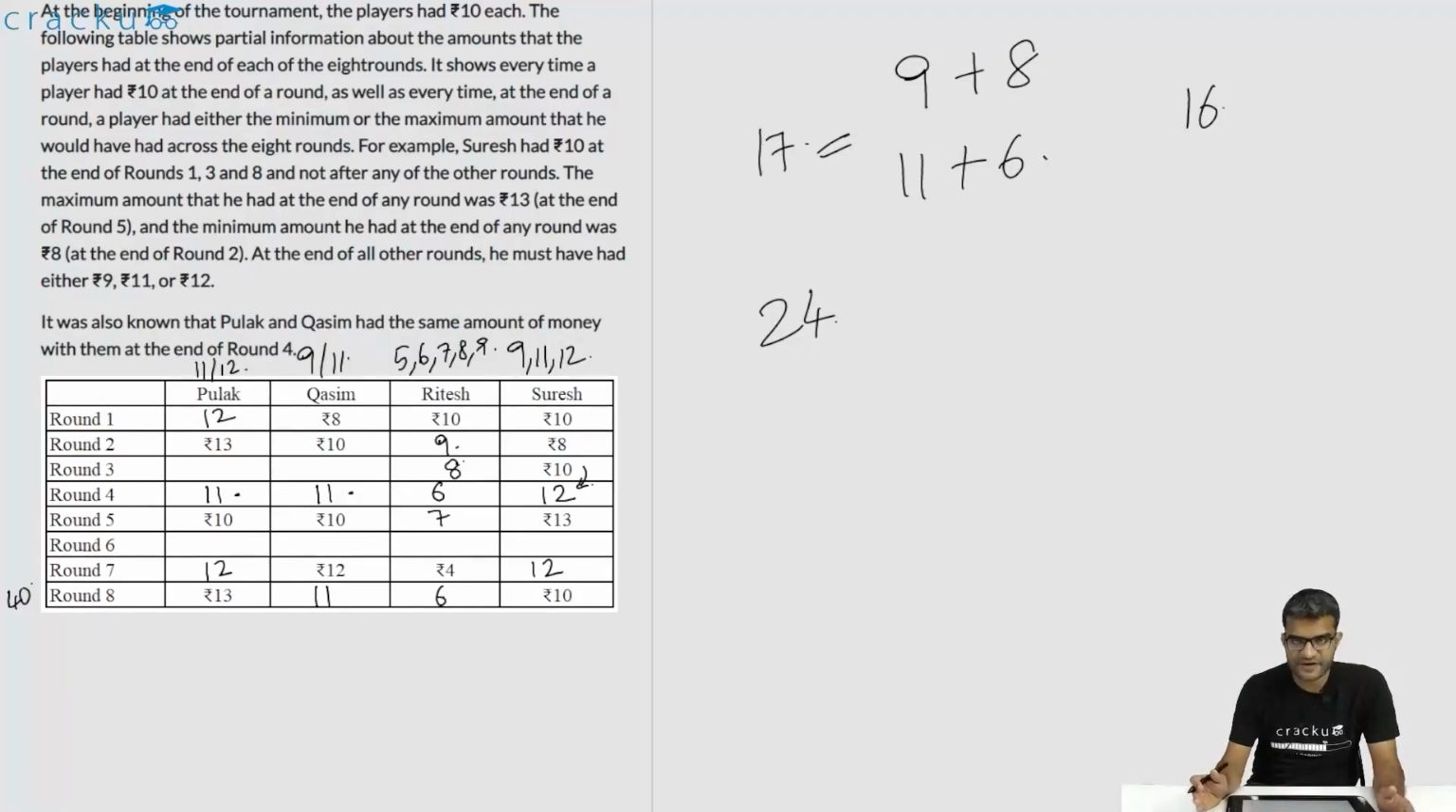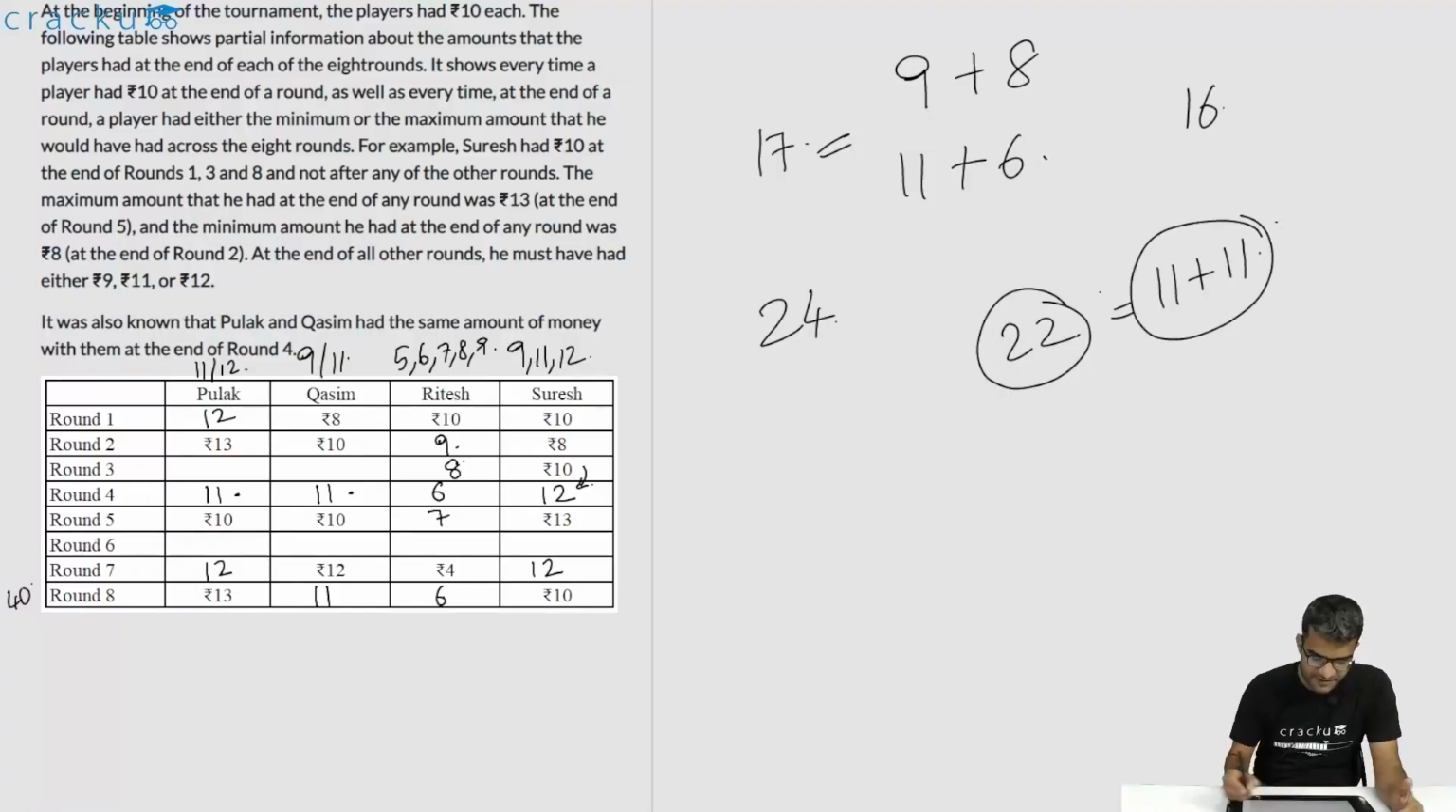Now let us try to identify how much money Pulak and Kasim had at the end of round 3. The sum of the remaining two is 10 plus 8, that is 18. So the sum of Pulak and Kasim will have to be 22, which is 40 minus 18. Now this 22 can be expressed as either 11 plus 11 or 12 plus 10, because Pulak is allowed to have only 11 or 12 in his blanks. But Kasim cannot have 12 in his column. So this would imply that this has to be 11 plus 11. So this is 11 and this is 11.